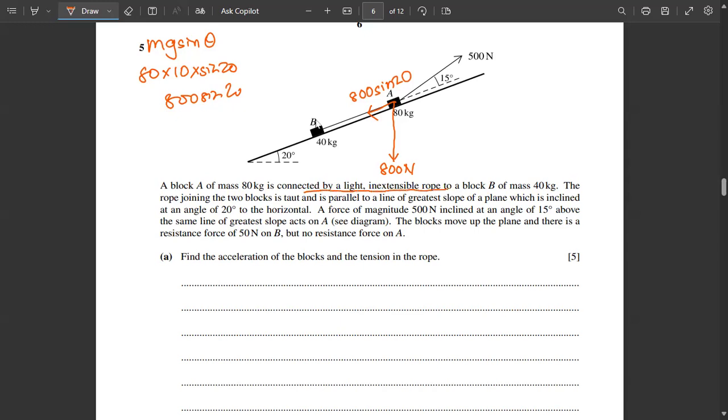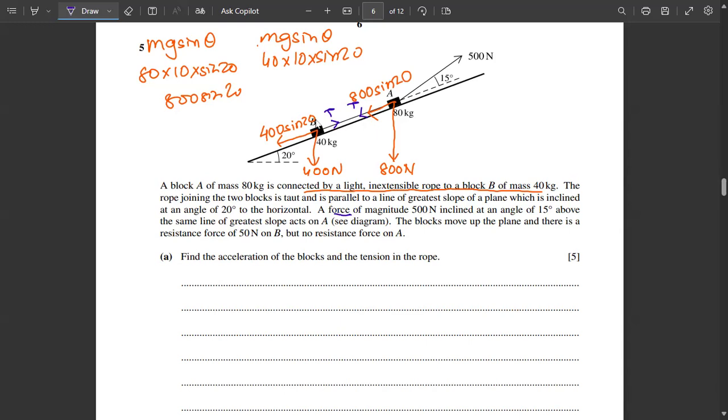Connected by a light inextensible rope, block B of mass 40 kg. Okay, so this will be 400 Newton. And the force due to the weight will be mg sine theta again. M is 40, g is 10, theta is 20. So 400 sine 20. What more? The rope joining the blocks is taut. Okay, so now there will be this tension force also, T.